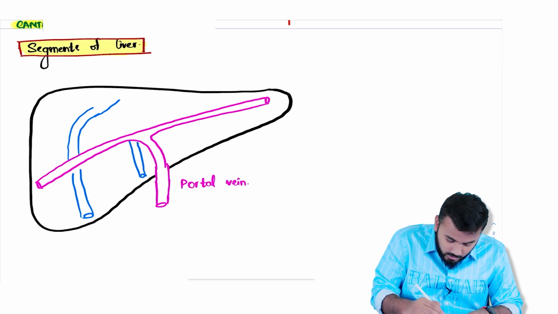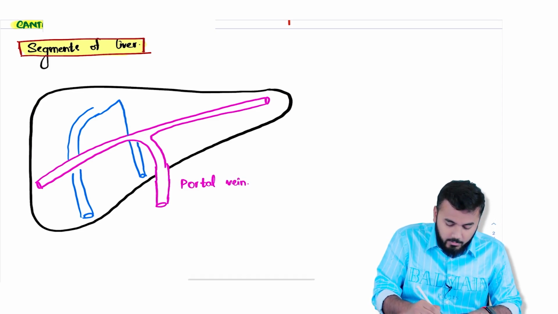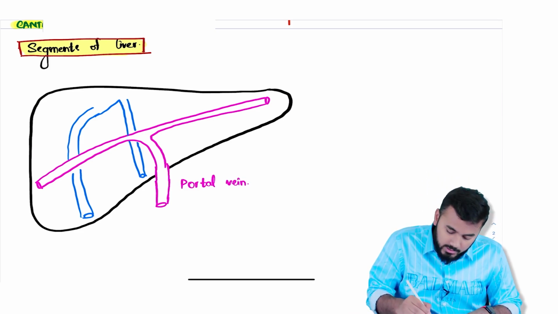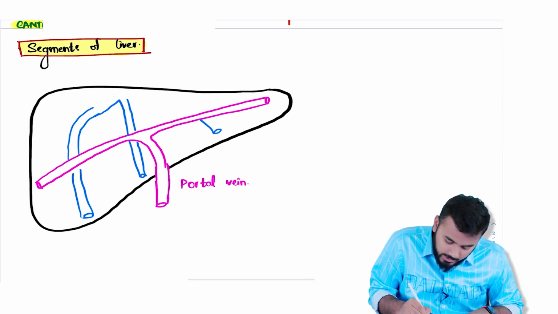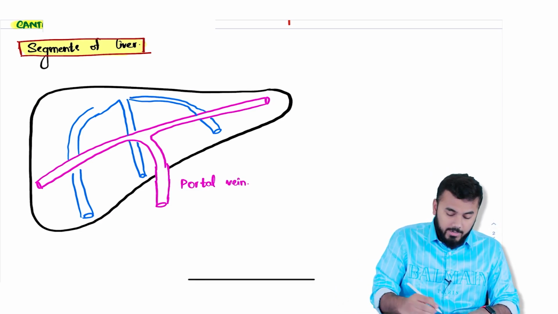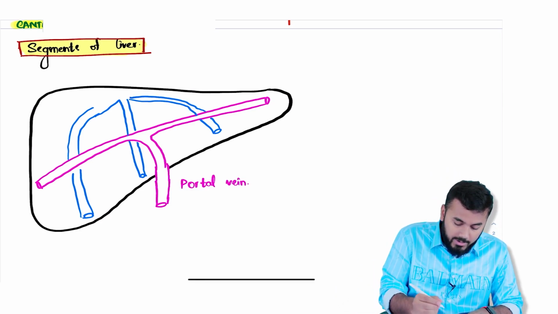This hepatic vein is called the middle hepatic vein. Now, in the same way, we have another hepatic vein all the way here, and this is called the left hepatic vein. So how many hepatic veins do I have? I have 3 hepatic veins.